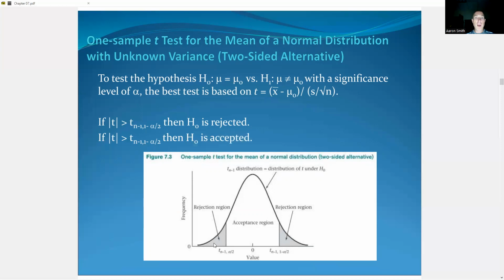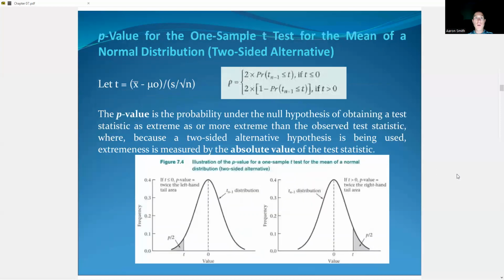So if my test statistic is far to the left or far to the right, we reject the null in favor of the alternative. If my test statistic is in the middle, inside the cutoff values, then what we're going to do is we will fail to reject the null hypothesis.